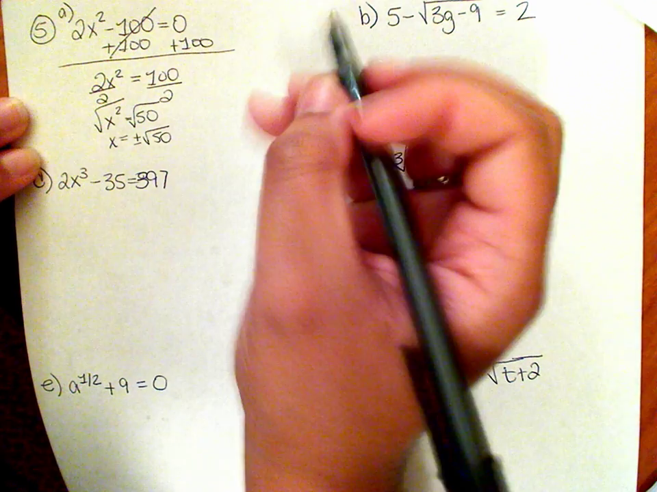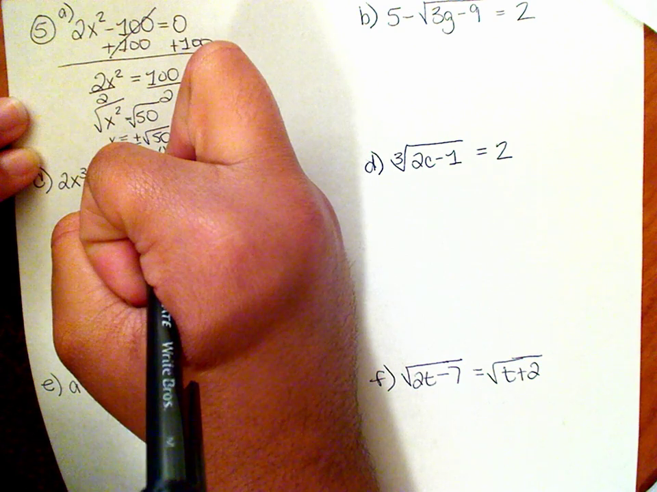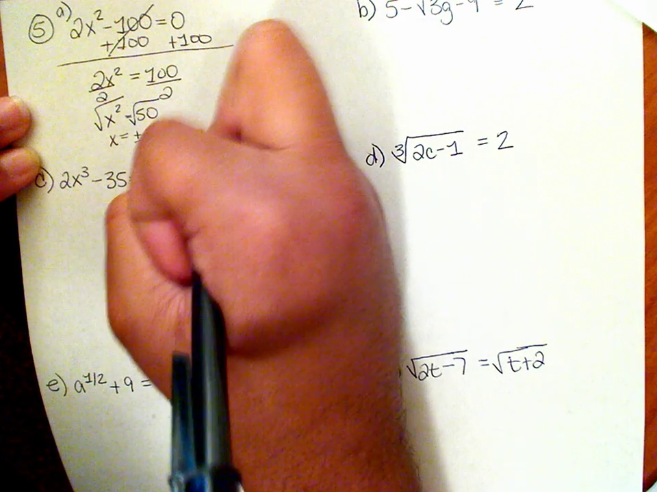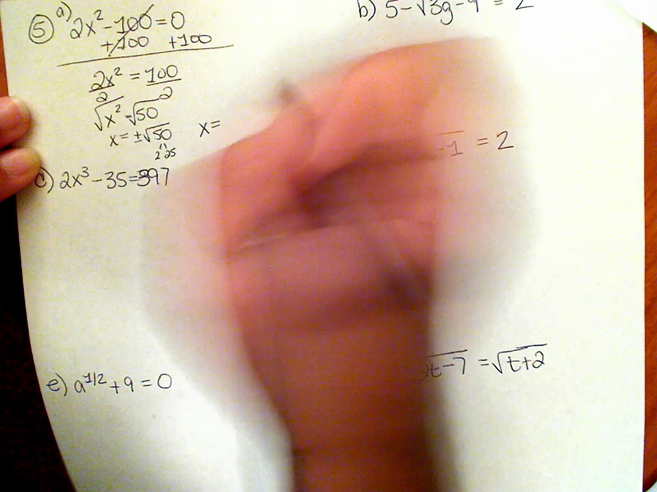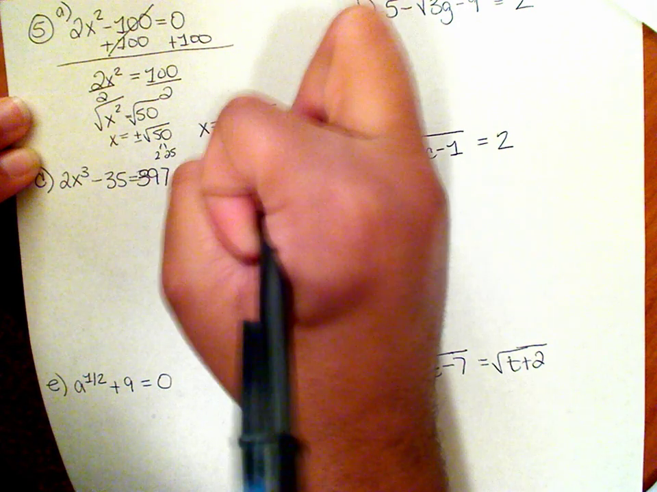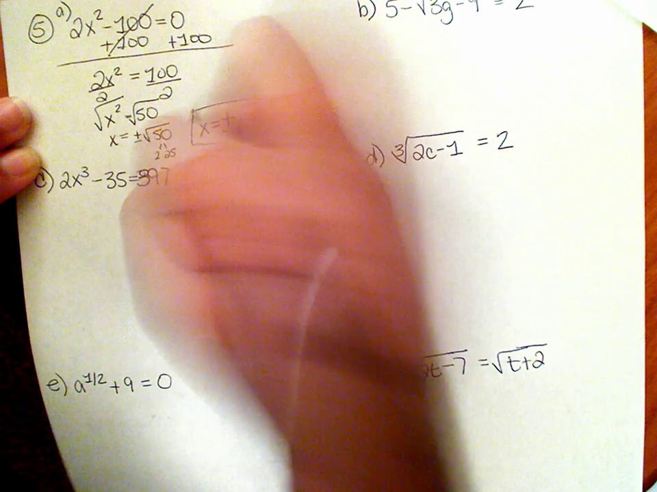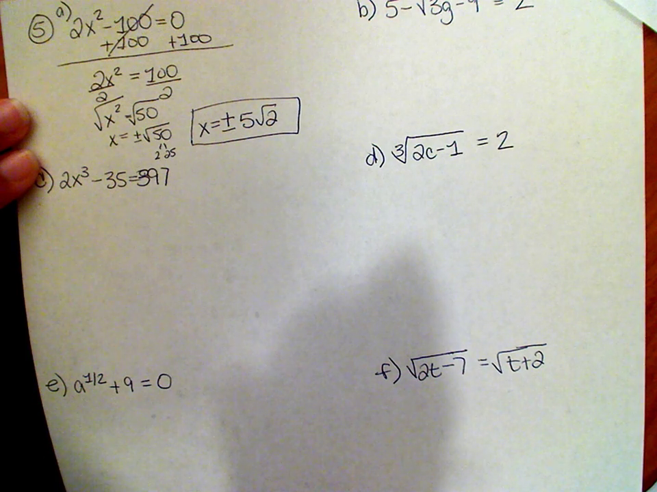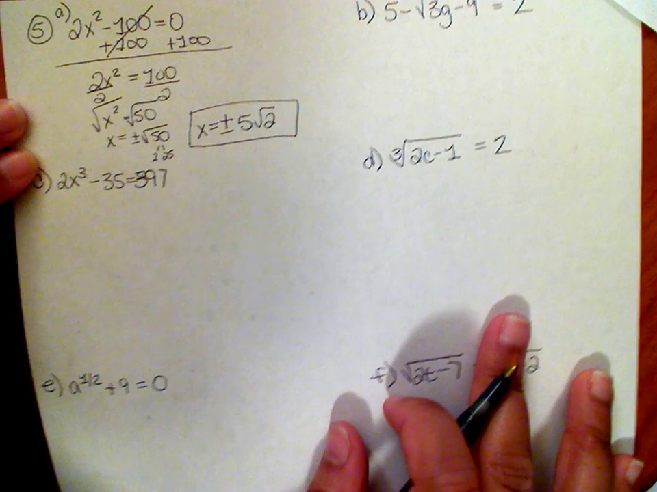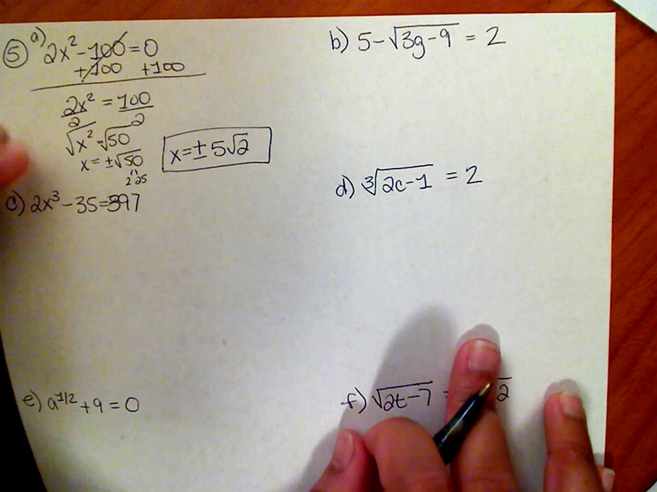But the square root of 50 can be simplified. So 50 breaks down into 2 and 25. So x equals plus or minus 5 square roots of 2. So that would be our final answer for A. So let's take a look at B.